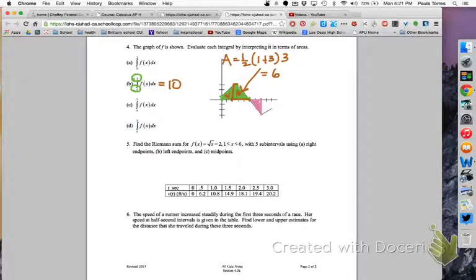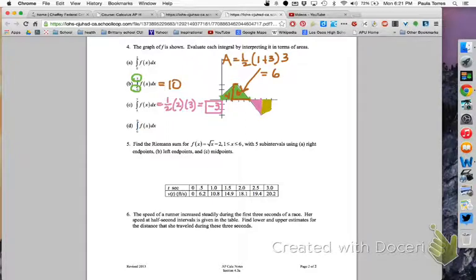So again, I notice it's a triangle, so I can use my triangle formula. The base is 2, the height is 3, and my answer, I know, is going to be a negative because the area is under the x-axis. It falls below. So I get a grand total of -3. And then last but not least, I can do from 0 to 9.